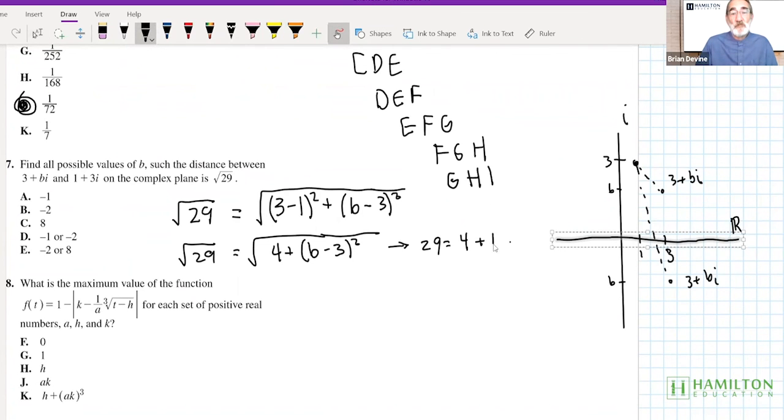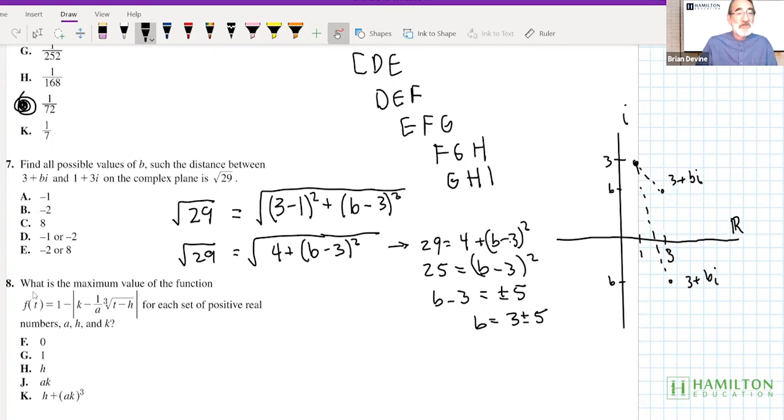So 25 must equal b minus 3 squared. Which means that b minus 3 must equal plus or minus 5. Which tells me that b must equal 3 plus or minus 5. Which would be either 8 or negative 2. So E is our answer in this particular case.